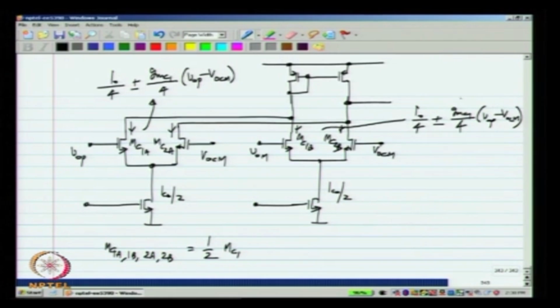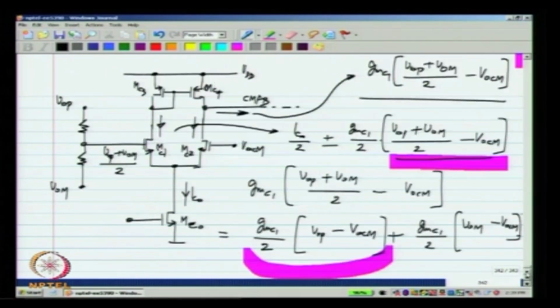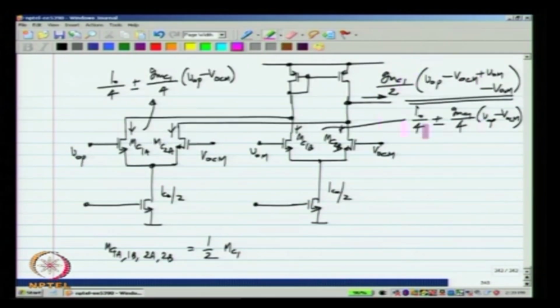We mirror this current as usual to remove the bias component, and if you calculate the total current that tends to flow out of this, if there is a load capacitance or a voltage source, the bias current sources will cancel out, and we will have GMC1 by 2 (VOP minus VOCM plus VOM minus VOCM). Okay. This is exactly the current that we had earlier. We had this plus that one, which gives you the same expression as this.